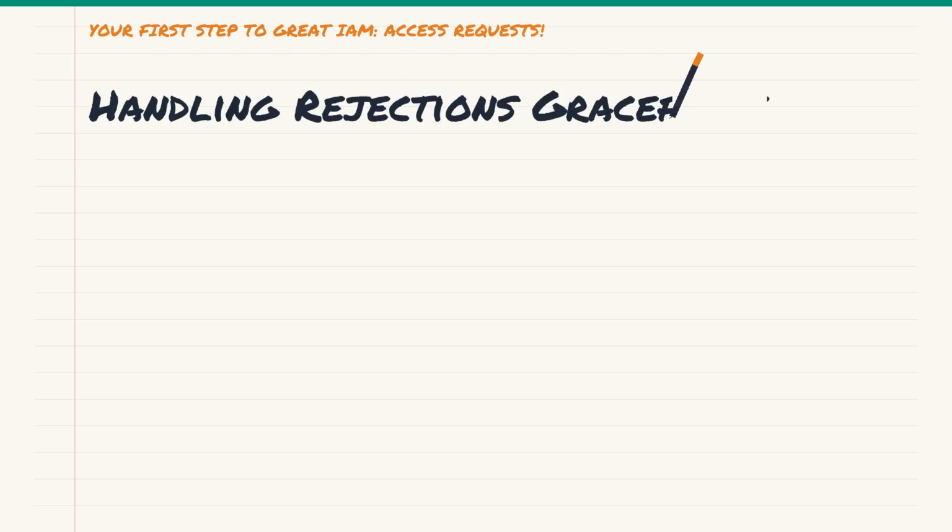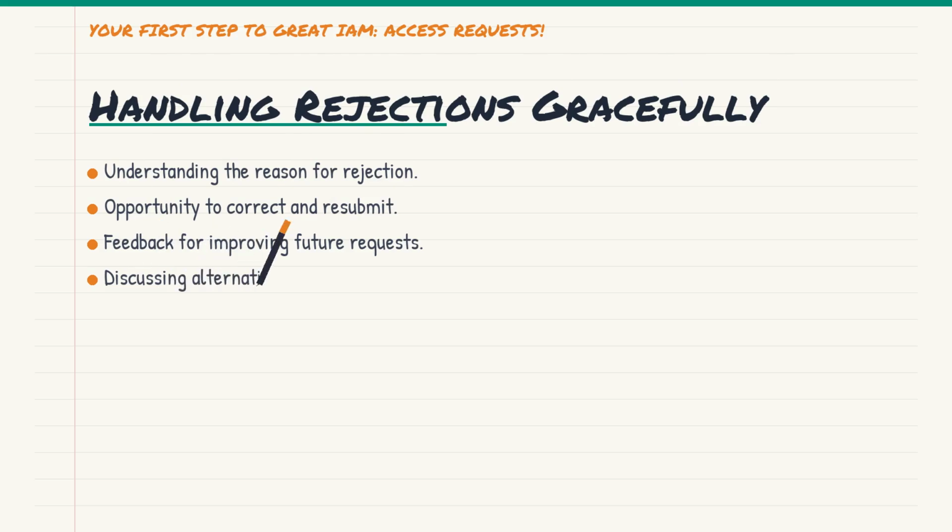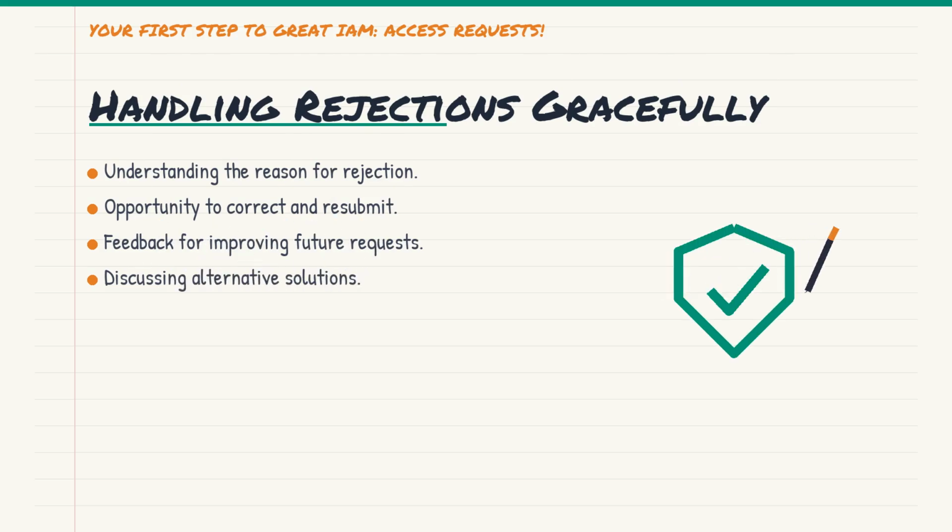What if your request gets rejected? Don't worry, it's not the end of the world. A good process will tell you why it was rejected. Maybe you didn't provide enough justification, or the access requested conflicts with a security policy. This feedback is super valuable. It helps you understand what needs to change. You might be able to resubmit with corrected information or discuss alternative solutions with the approver or IT.